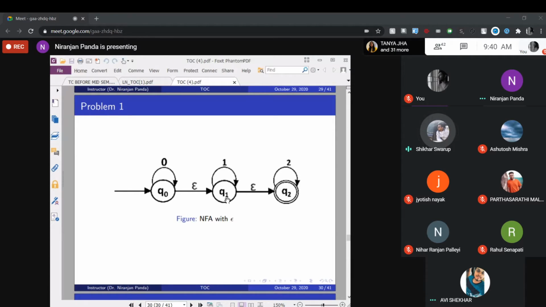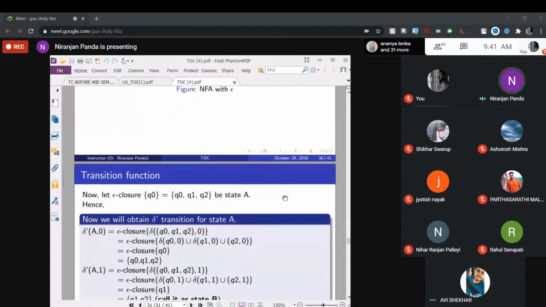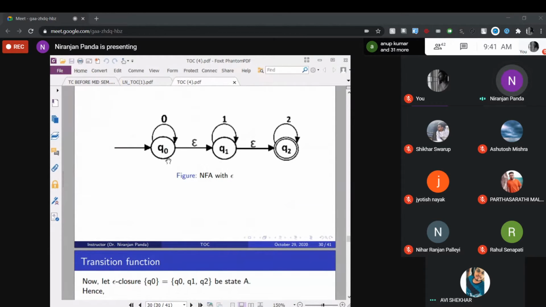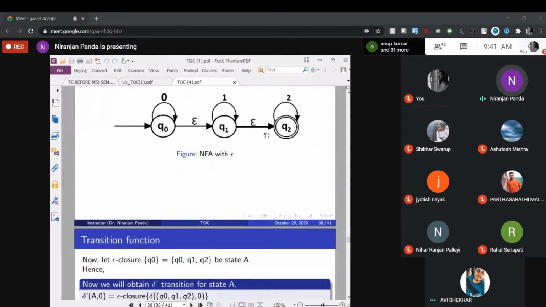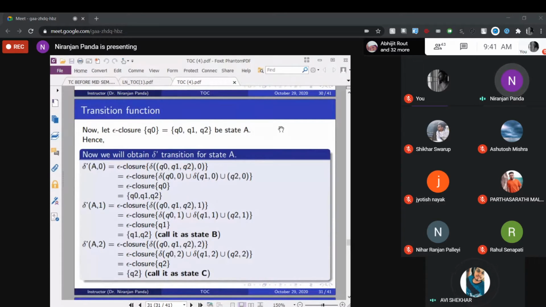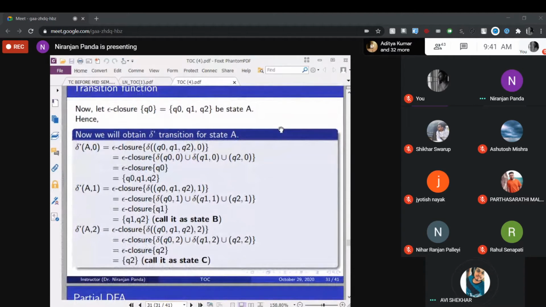Shikhar, then tell me what is the epsilon closure of Q1? Q1 and Q2. Epsilon closure of Q2 is? Q2 itself. Very good. Then this is the epsilon closure I found out. Epsilon closure of Q0 is Q0, Q1, Q2. Epsilon closure of Q1 is Q1, Q2. And epsilon closure of Q2 is only Q2. Now my work is to convert this into DFA.